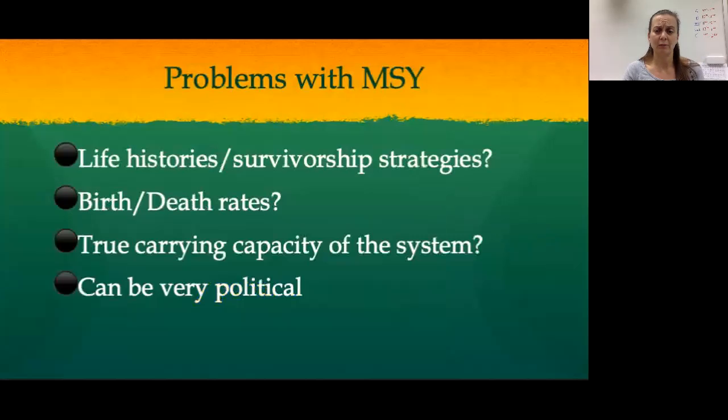Now, there's a lot of problems with that theory. Certainly, you cannot take half of the population of elephants away because they just don't reproduce quickly enough. It's going to be affected by those life histories, those survivorship strategies. Are they R selected species? Are they K selected species? What are the birth and death rates? What's the true carrying capacity of the system?